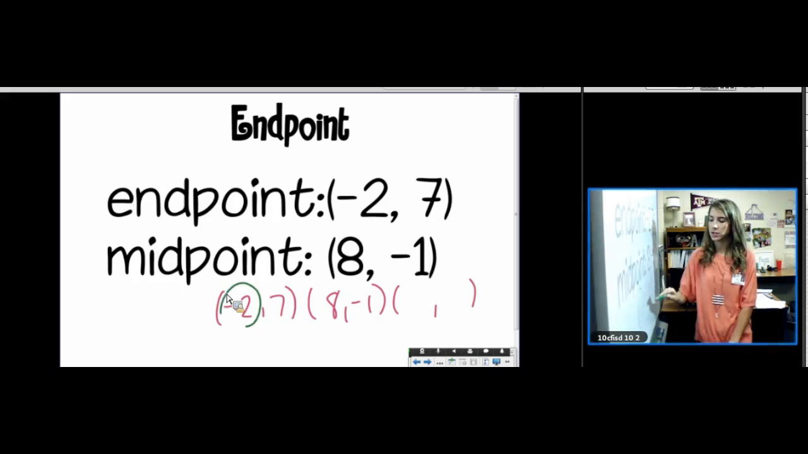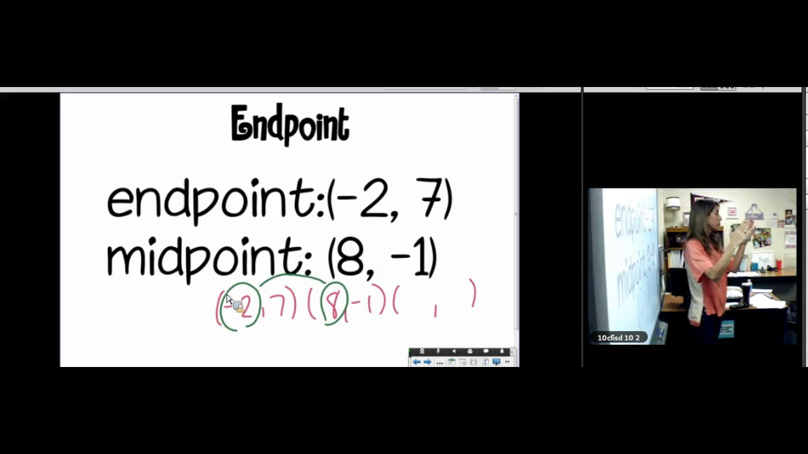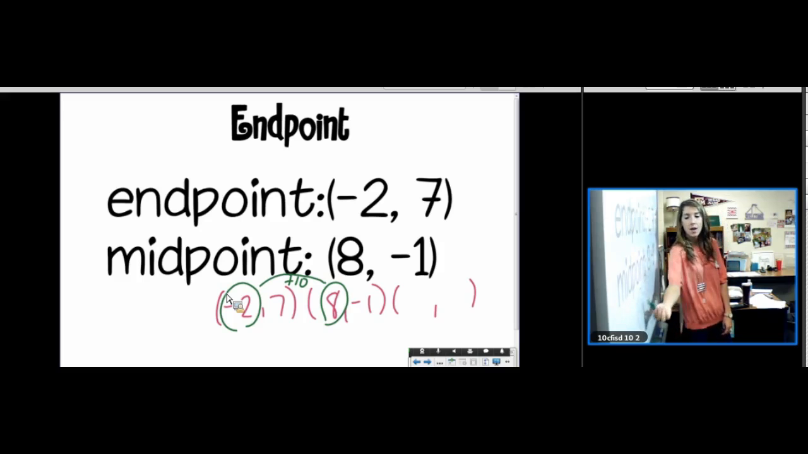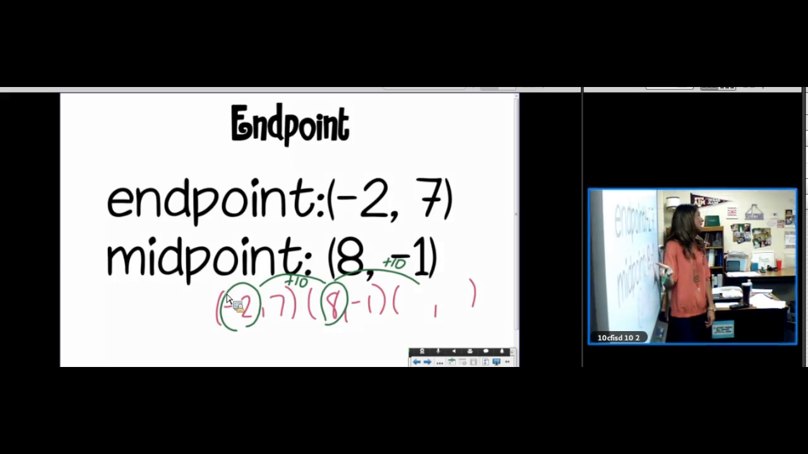Let's do our x's first. From -2 to 8, you're on a number line. How far is it from -2 to 0? 2. Now go to 8. 8 more. So you're going 2, and then you're going 8. So you're going 10. This is really plus 10. You can always take the numbers and subtract them. 8 minus -2 is 10. So if you don't know how much you're leaping, you can subtract. 8, now we're going to leap 10. We're going to land at 18.